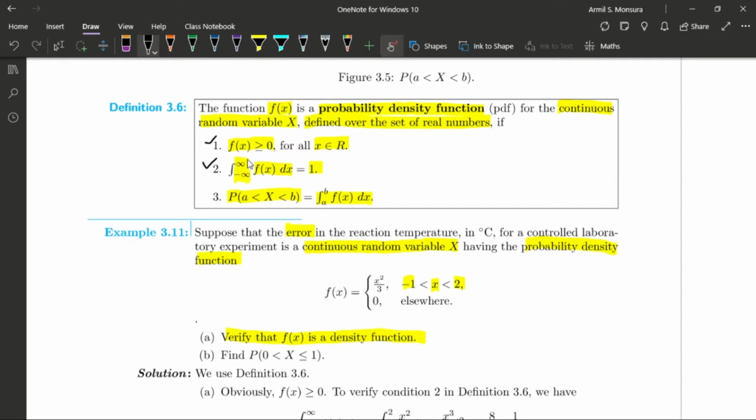Okay, it's either 0 or positive. Okay, and that the area under the curve bounded by the entire x-axis is equal to 1. Okay, so paano yung una? By inspection na lang to, no?